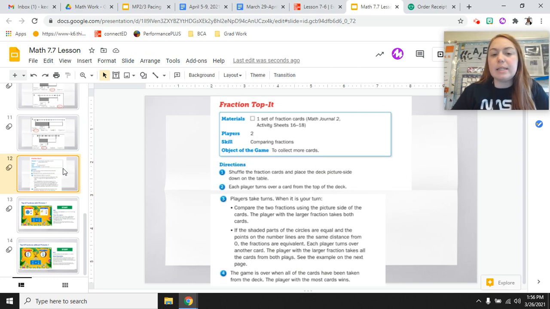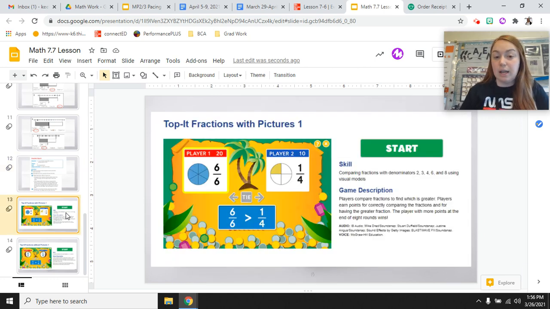Now, the last part of this is a game called Top It. You have played Top It before, but this is called Fraction Top It. So with this one, there's a couple different directions for it, but it's basically like your traditional game of Top It, and there's an online version. So with this one, you're just comparing fractions with the same denominators or common denominators, and you're going to pick which one is greater, okay? So you earn points by correctly comparing the fractions for having the greater fraction.